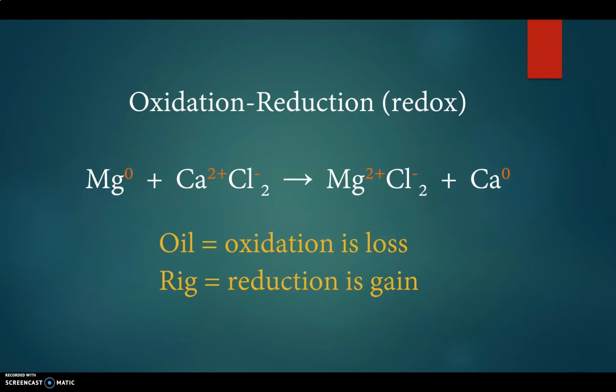An easy way to remember oxidation and reduction is a little acronym that Mark Bishop came up with in our textbook, which he calls OIL RIG. So the OIL stands for oxidation is loss, and RIG stands for reduction is gain. So we already decided that if an atom's charge increases, like the magnesium did, then that means oxidation, and that means that it lost electrons.